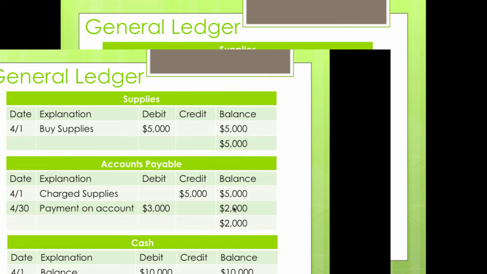How did I come up with that? Well, when you bought supplies and charged them on account, your balance was $5,000, but then you made a payment for $3,000 as a debit, so now your new credit card balance is $2,000. Those are the only two transactions that affect that account, so you are done with this account and you bring down the balance as $2,000 at the bottom.